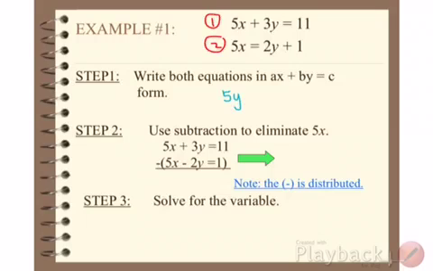Sorry, I'm saying y and writing y. Not meant to do that, sorry. So 5x, I need to bring my y over to the left hand side, so it becomes minus 2y is equal to 1. So now my second equation is in the standard form.